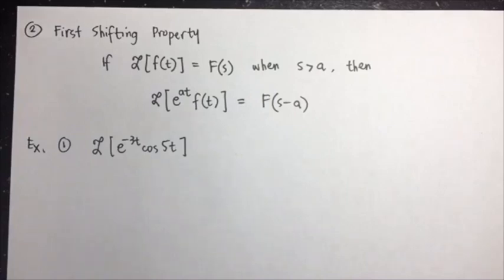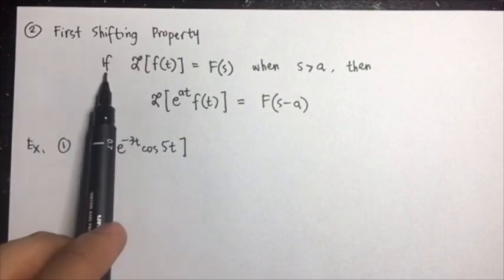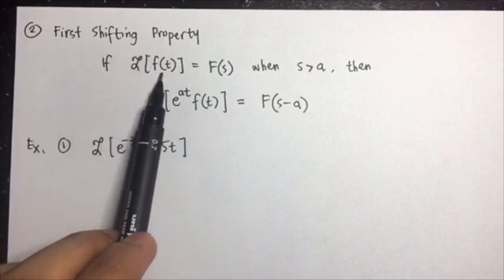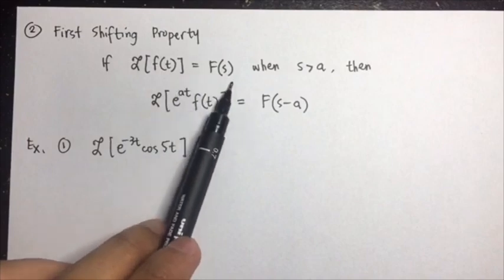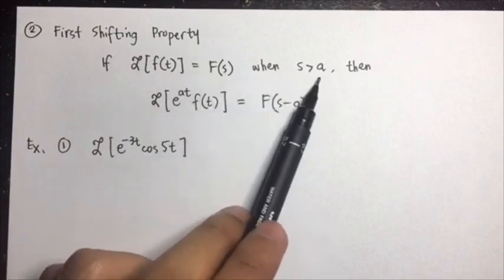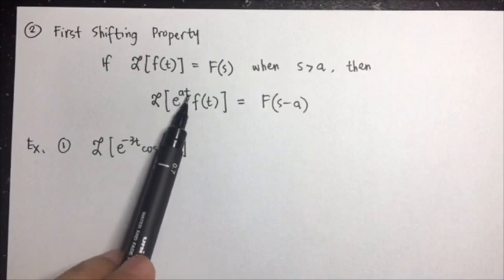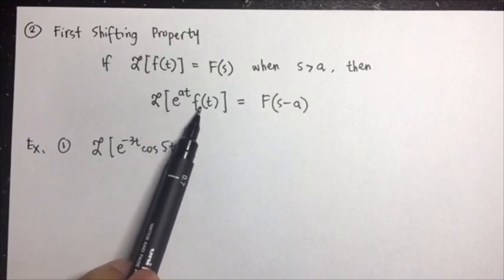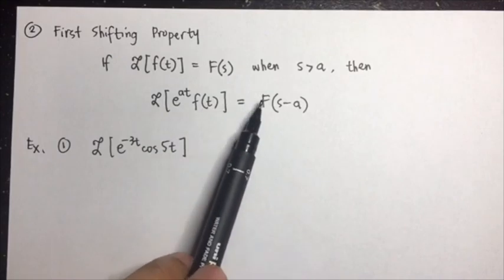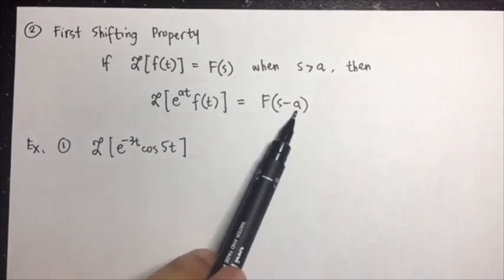Okay, so hi. For this video, we will be discussing the second property of Laplace transforms, which is called the first shifting property. So if we are given that the Laplace transform of f of t is F of s, when s is greater than a, then the Laplace transform of e raised to at multiplied by f of t is equal to F of s minus a.